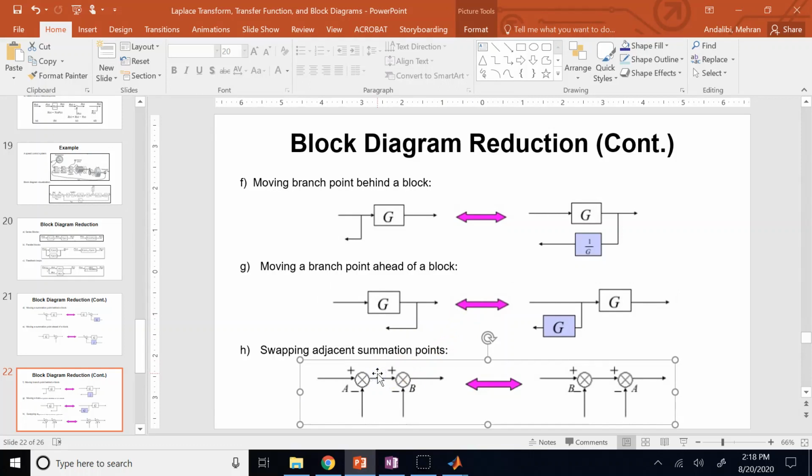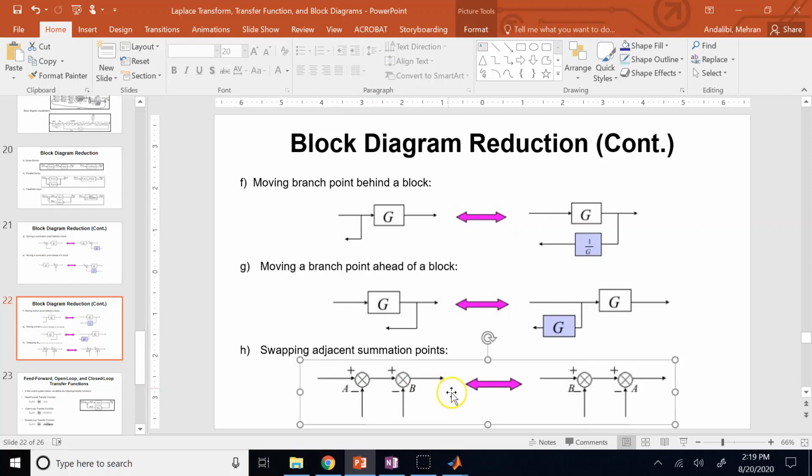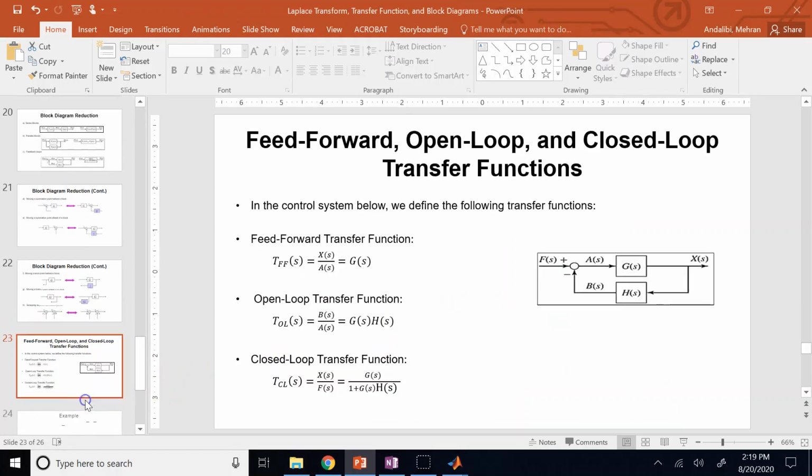Now, if you have two adjacent summation points, you can swap them. If you have two adjacent feedbacks, you can also swap them, as long as you keep the same branch, it's not going to affect anything. So here it doesn't matter whether you first add these two, then subtract these two, and then add everything together, or reverse it. So swapping adjacent summation points, or branch points, is not going to change anything, right? Okay.